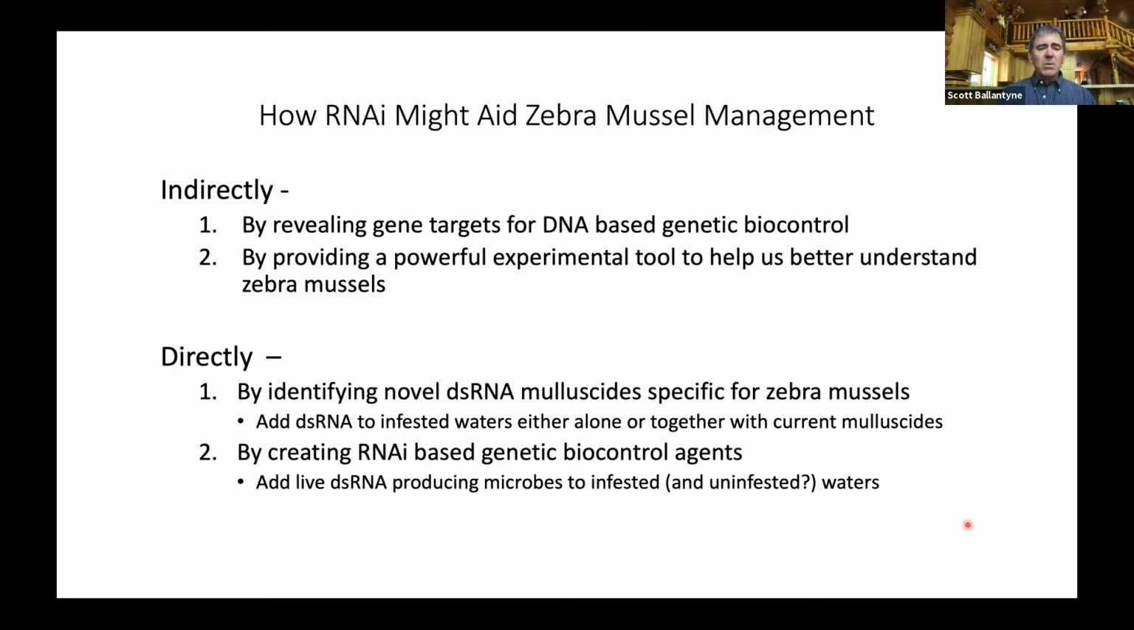And finally, the holy grail, it may be possible to create a whole new level of RNAi-based genetic biocontrol agents. And the idea here would be to release those modified algae, for example, into infested and perhaps even uninfested waters. And the advantage here is that these are alive, so they replicate, make more of themselves, and they provide a continuous fitness defect on the mussel population. And that to me is the only real way to come up with a cure to these.